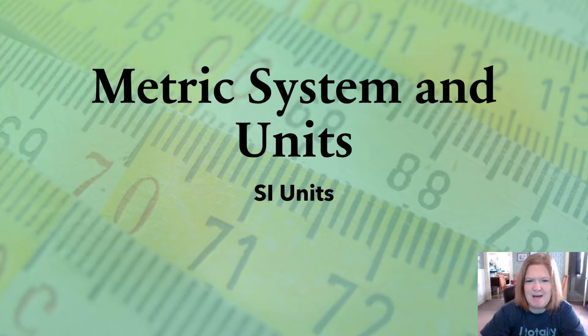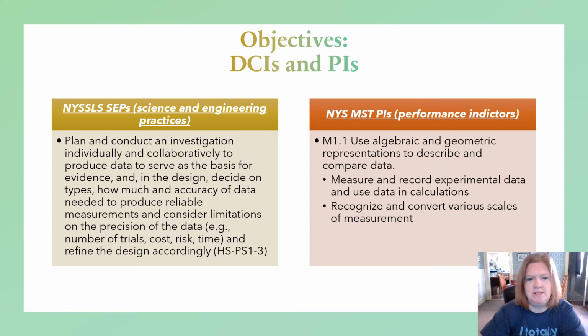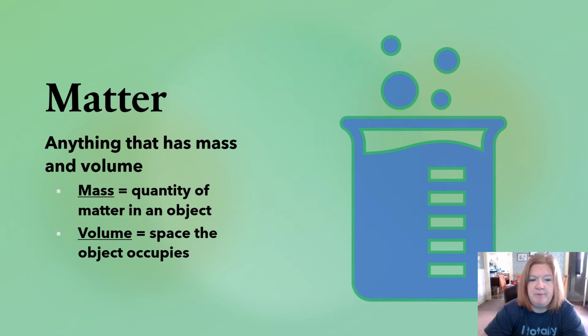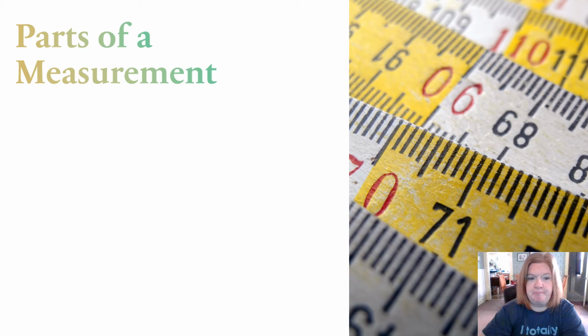Okay, today's topic is the metric system and units, so SI units. So here are our objectives based on New York State Science Learning Standards and performance indicators from New York State. So let's just start with an overarching concept, matter, which again ties to the definition of chemistry. But matter is anything that has mass and volume. Mass, the quantity of matter in an object, and volume, the space an object occupies.